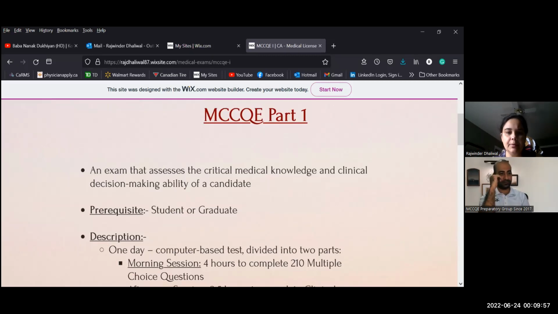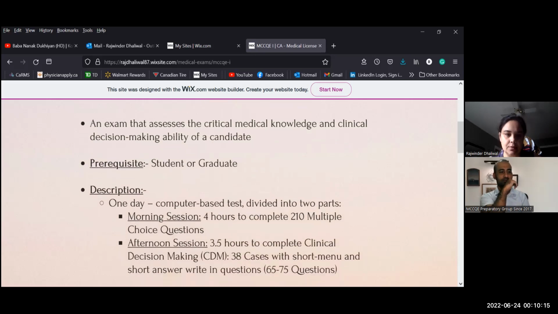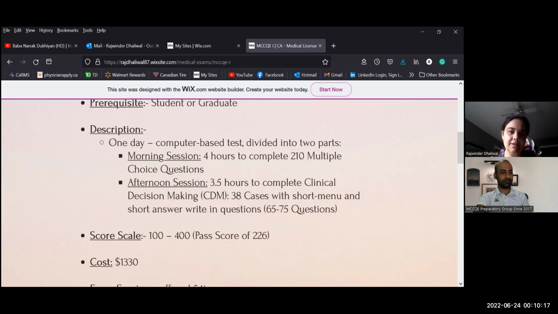All right, so QE1 is an exam that everyone needs to take. It doesn't really matter if you graduate from Canada or internationally. It's a licensing exam, everyone knows. So let's go with this exam. It is a one-day, computer-based exam, which is divided into two parts. First is a morning session, which is 4 hours to complete 220 multiple choice questions.